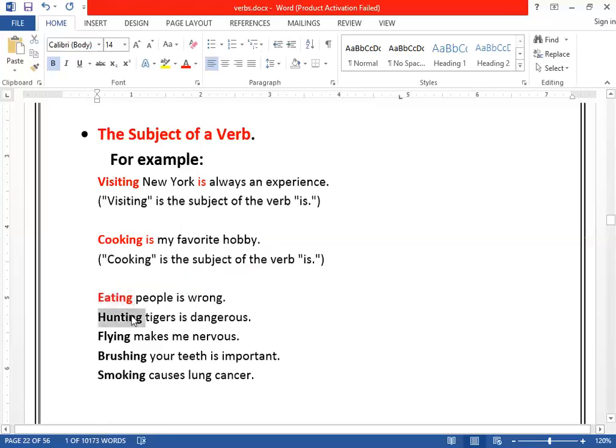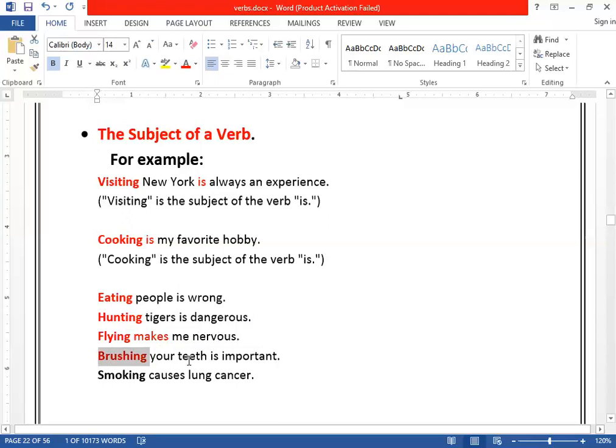For example, hunting tiger. Hunting tiger is dangerous. Flying is a gerund here. What is the verb? Is. It's a finite verb, while flying is a non-finite verb.